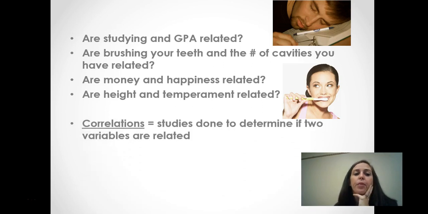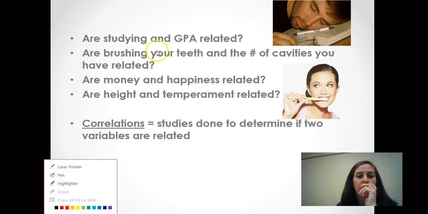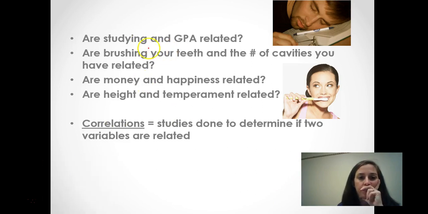Okay, so your definition on that worksheet, if you want to write this down. A correlation, on the far left: studies done to determine if two variables are related. Okay, so here are my variables. Studying and GPA. Oh, look how great I'm underlining. Studying is a variable and GPA is a variable. What do you think? Are they related? The more studying you do, what? The higher GPA?